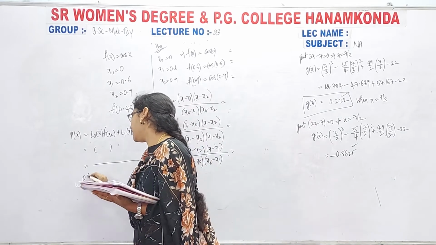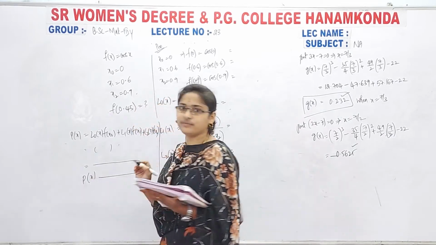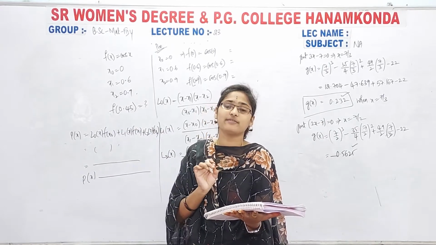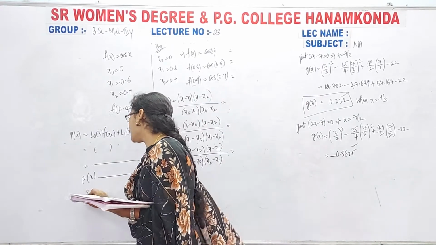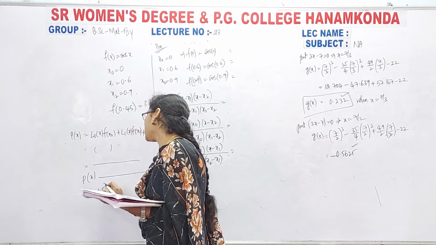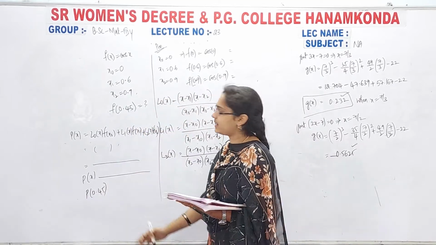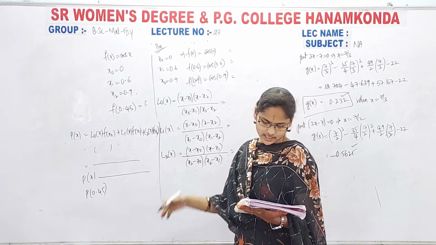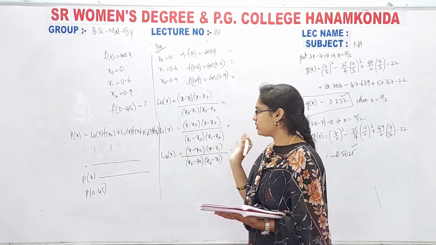Then we will get one polynomial equation in terms of x square and x and so on. Next, what they are asking is to approximate f of 0.45. So now here you have to substitute x is equal to 0.45 and you will get one value. In the same way you have to do the next problem.